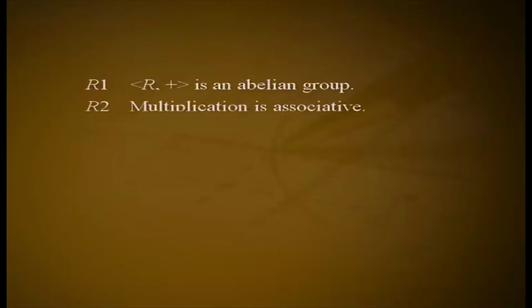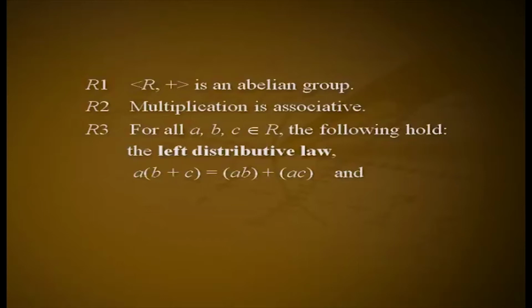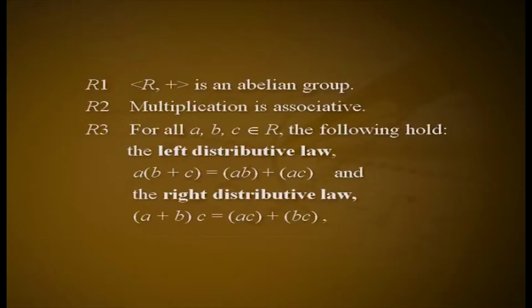Definition: a ring (R, +, ·) is a set R together with two binary operations, which we call addition and multiplication, defined on R such that the following axioms are satisfied. R1: (R, +) is an abelian group. R2: multiplication is associative. R3: for all a, b, c belonging to R, the following holds. The left distributive law, a·(b+c) = a·b + a·c, and the right distributive law, (a+b)·c = a·c + b·c, holds.